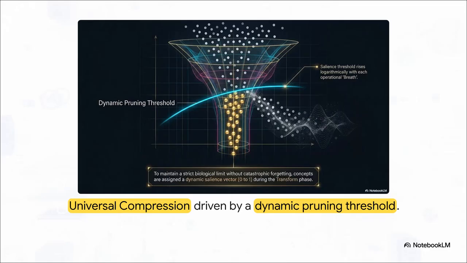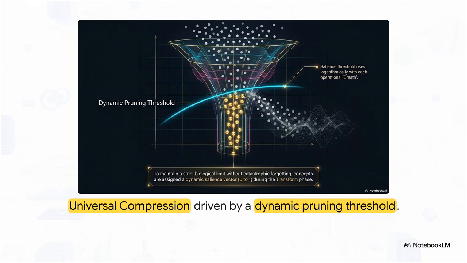But wait, if those core hubs have a strict limit of just 49 vectors each, how does the system not immediately run out of space or suffer from catastrophic forgetting? The genius solution here lies in the universal compression engine. During its processing cycles, the system assigns a dynamic salience score ranging from 0 to 1 to its concepts. If a hub fills up, the system automatically applies a dynamic pruning threshold.